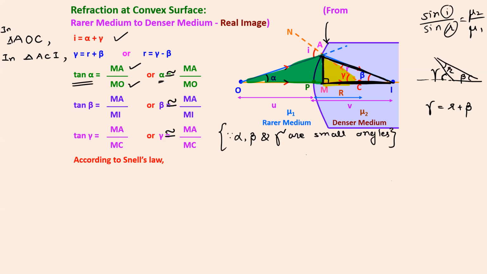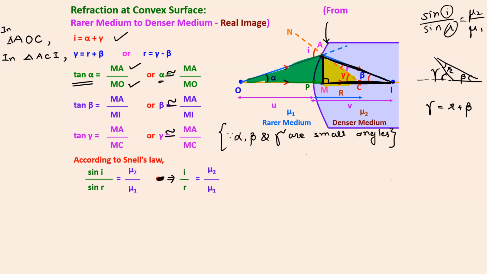Now, according to Snell's law. What did Snell's law say? We have mentioned already sin i by sin r is equal to mu2 by mu1. So what is sin i? Sin i can be taken as i, since we have already assumed that the angle of incidence and angle of refraction are very small in these refractive surfaces. So I can take i by r is equal to mu2 by mu1.